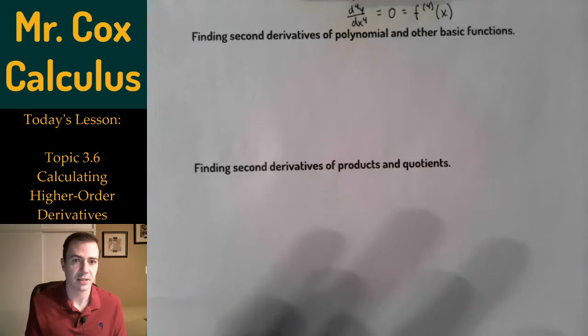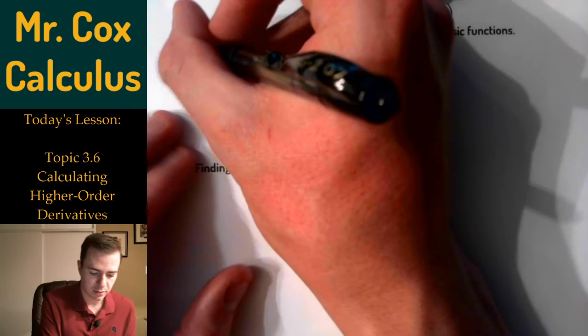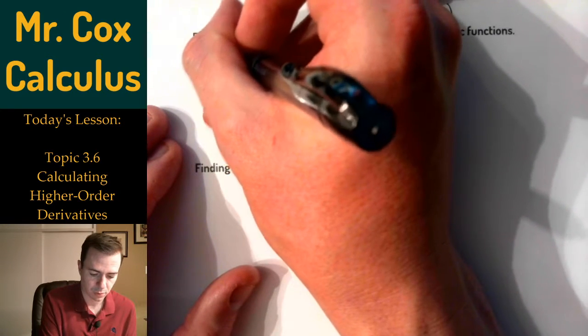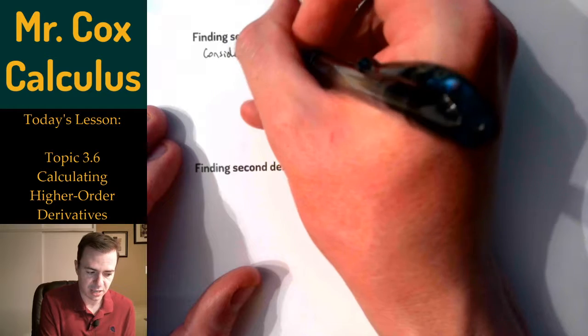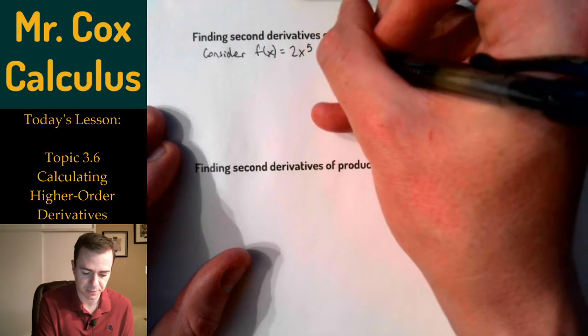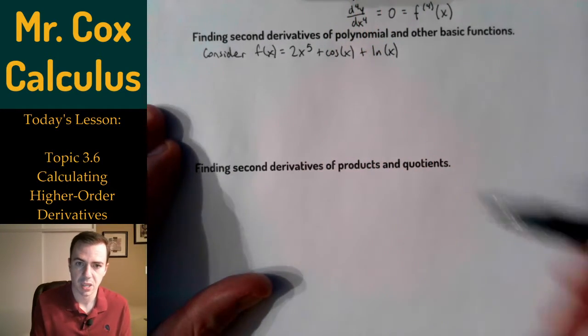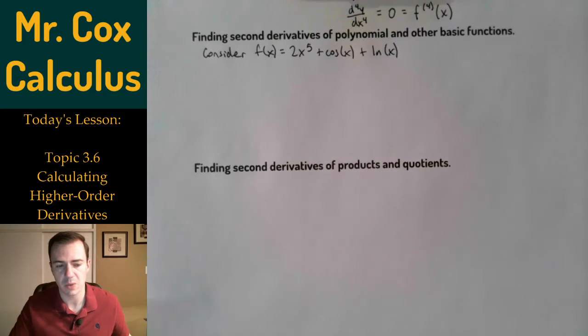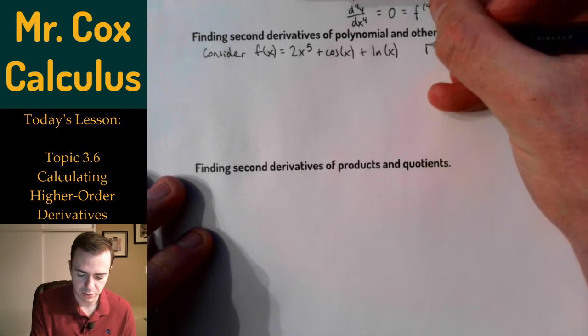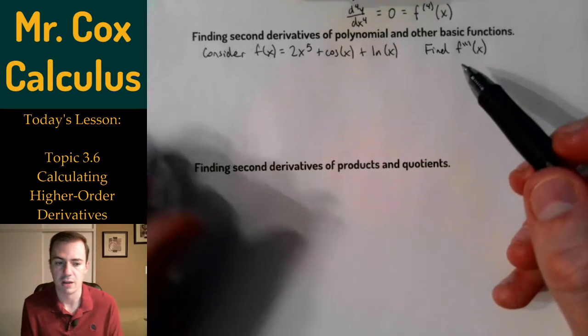So let's find some second derivatives, and in fact, I even want to carry it one further, of some polynomial and other basic functions that we've worked with. So let's consider the function f of x equal to 2x to the fifth plus the cosine of x plus the natural log of x. And we'll find the second derivative, but really we can find any derivative here. So let's go ahead and find the third derivative of f.